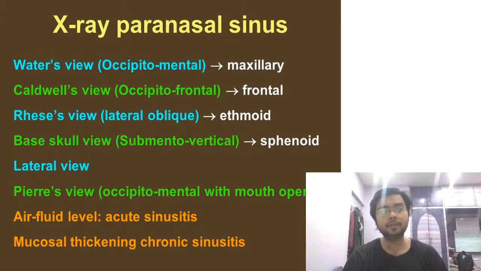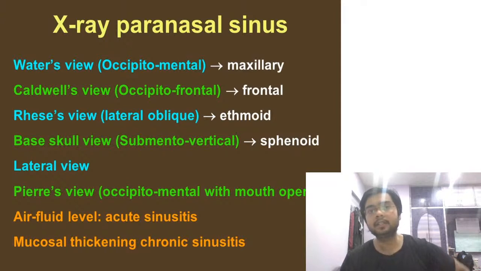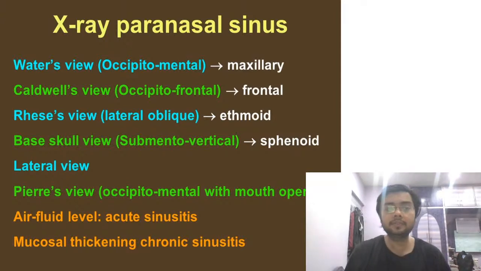Now what other views are there? Waters view, you already know, is occipitomental, which is best for maxillary. Caldwell's view is frontal, best for frontal sinus. Rees view is lateral oblique for ethmoid. Base of skull view is for sphenoid. Lateral view and Perez view we have already discussed. So these were some important views. Now let us see some other questions also.